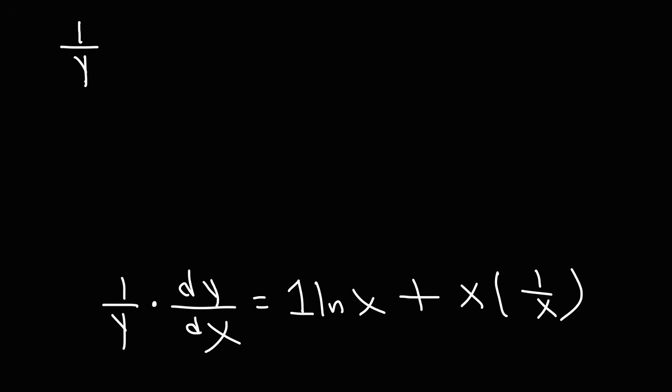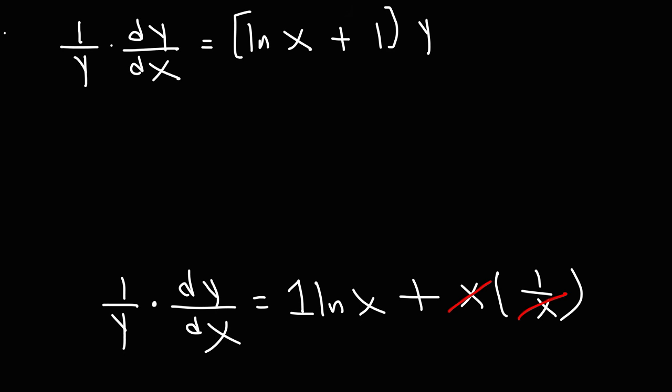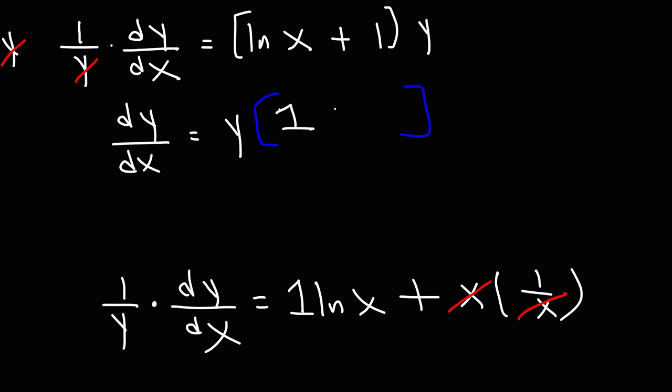So what we have now is 1 over y times dy over dx, and that's equal to ln x, and then x times 1 over x. You can cross out the x variables, so it becomes plus 1. And now what we're going to do is multiply both sides by y. So we can cross out the y variables here. And so we're going to have dy over dx is equal to y times, you could say ln x plus 1, or you could say 1 plus ln x.